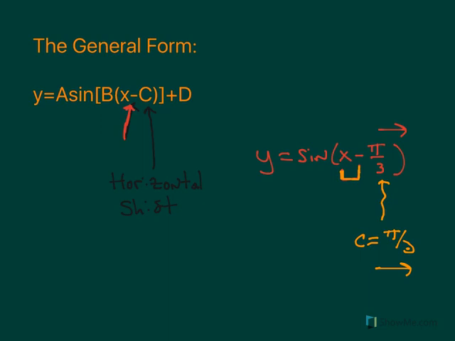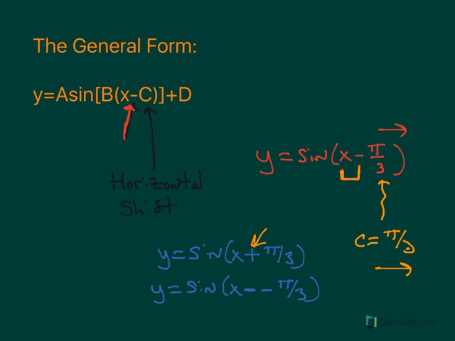If you see something with a plus, so if you saw y equals sine of x plus pi over 3, then since the general form is always x minus, in order to have a plus sign right here, you would need your c value to be negative pi over 3.